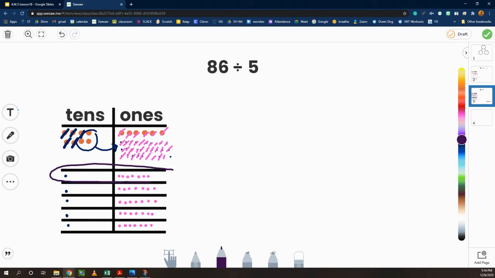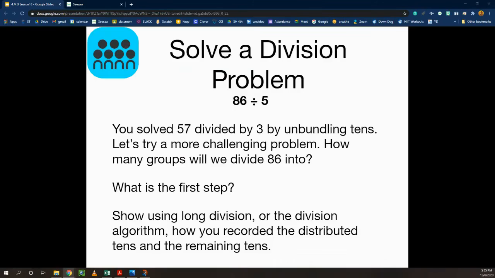So when I take a look at how much is in each group of 5, I have 1 10 and 7 ones, which is equal to 17, and I have 1 left over that hasn't gone anywhere, so that's 17 with a remainder of 1.